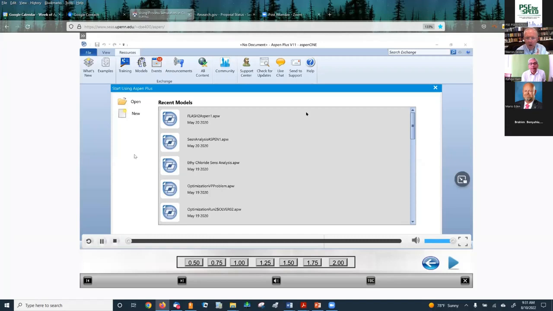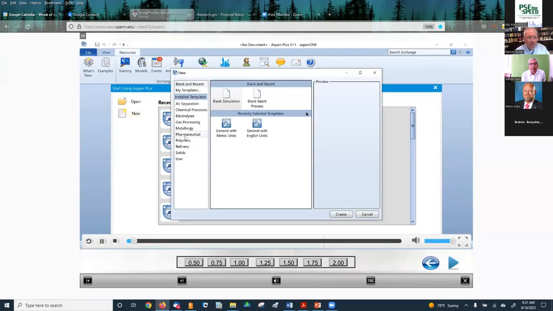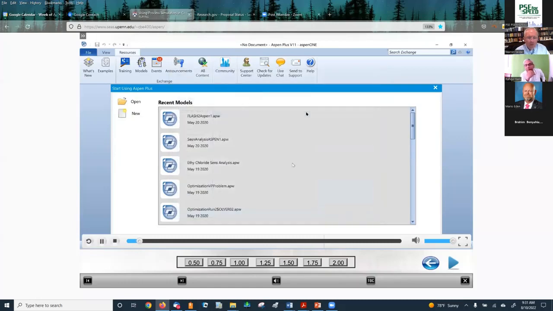Okay, so now we're going to show you how to run a simulation with a Flash 2 subroutine with the example that we just saw in the previous slides. So first, let's press new to create a new simulation. Double click new. And then we're going to go with this template that says general with English units, since we were given our temperatures in Fahrenheit and our pressures in pounds per square inch in the example slide. Let's press create.